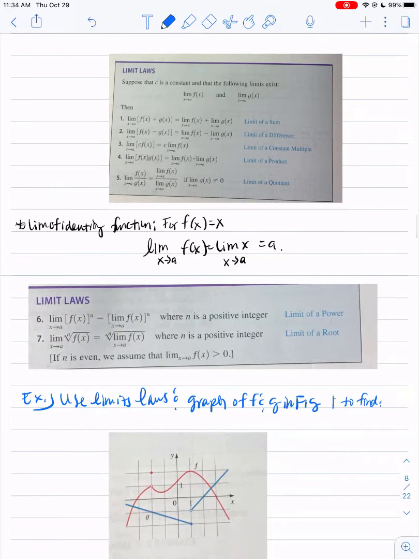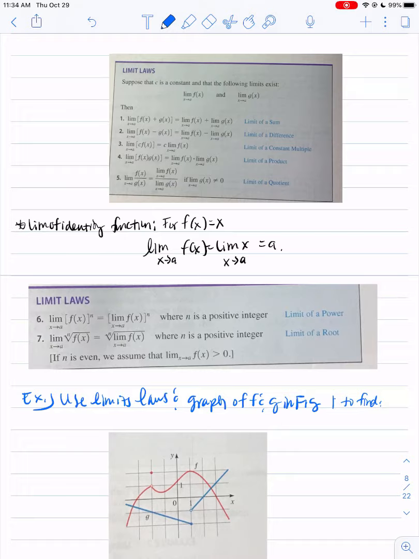Okay, so suppose that c is a constant and the following limits exist. We have the limit as x approaches a of f of x and the limit as x approaches a of g of x. And we're going to define our limit laws. We have the limit of a sum: the limit as x approaches a of f of x plus g of x equals the limit as x approaches a of f of x plus the limit as x approaches a of g of x. Basically, the limit of the sum is the sum of the limits.